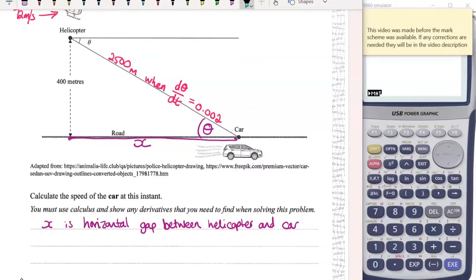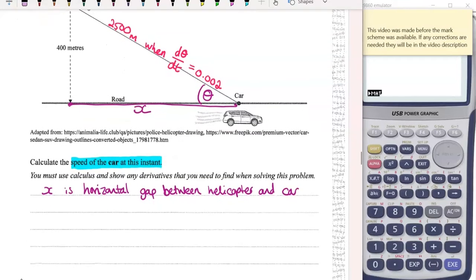Now the thing we want to work out is the speed of the car. So that's my starting point. This is a related rates of change question, and I always start by writing down the thing that I want to work out and see how I can relate it to the thing that I know. So I know dθ/dt. If I need to turn that into dx/dt, I would need to times that by dx/dθ, which is a little tricky to spot how to get that out of what we have.